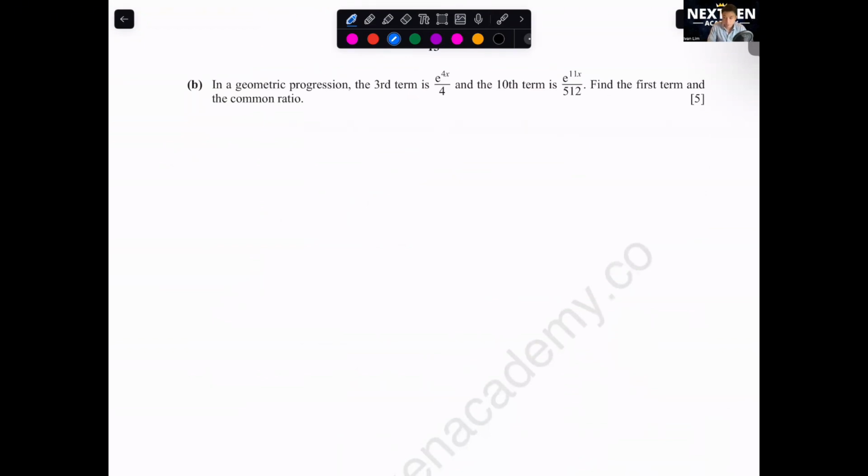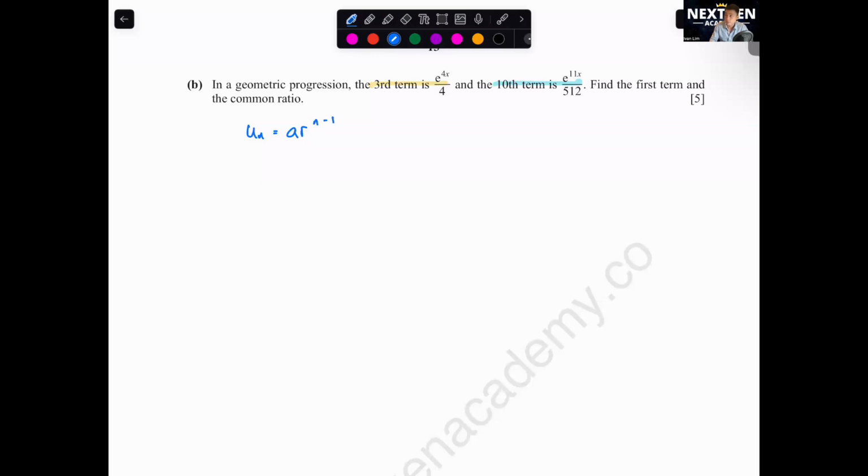Third term is e to the power of 4x over 4. 10th term is e to the power of 11x over 512. Find the first term and the common ratio. Okay, geometric progression. The nth term is also given to you, the formula in front. You can just write it down first. ar to the power of n minus 1.